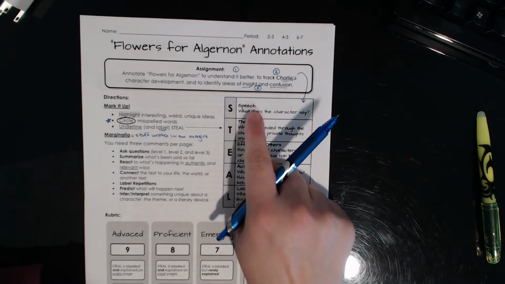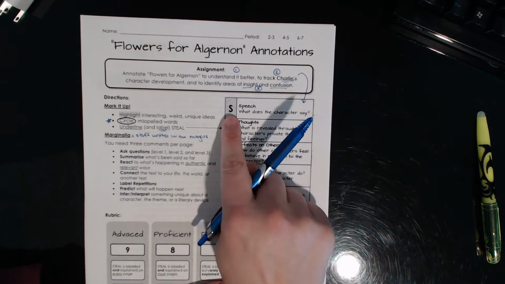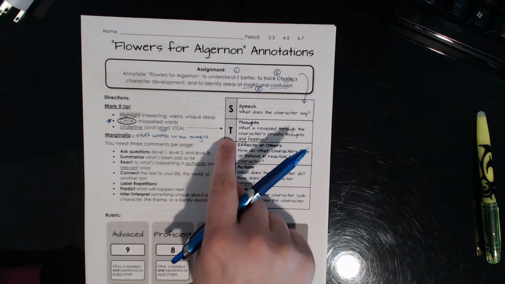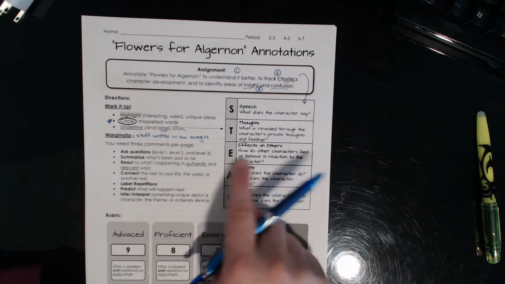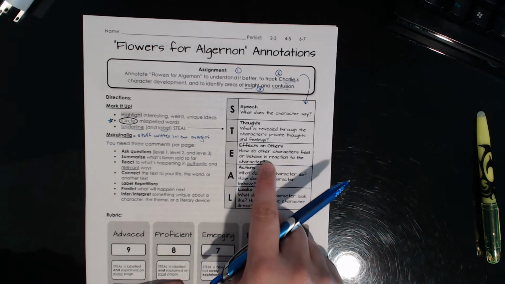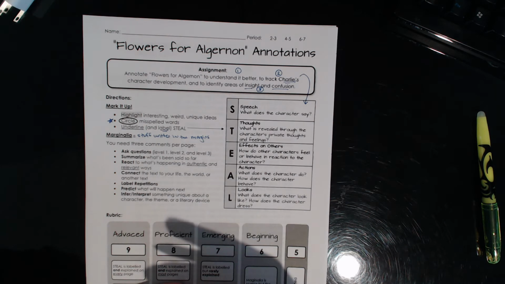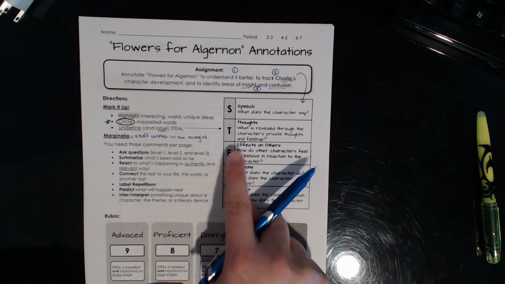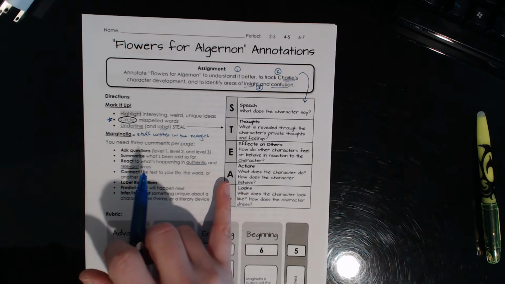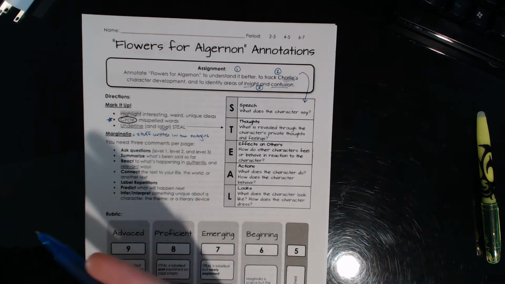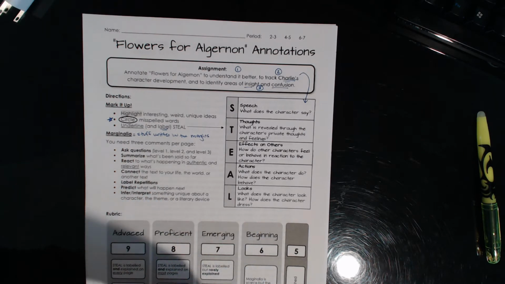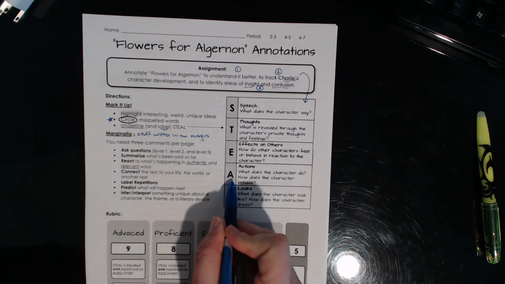If you see him speak, we're going to underline it and mark it with an S. If he reveals his thoughts to us, we're going to underline it and mark it with a T. If we see how he's affecting others, like other characters are reacting to him, then we're going to mark it with E for effect on others. If he has actions that reveal something about him, maybe that he's clumsy or it reveals a character trait, we're going to mark it with an A.